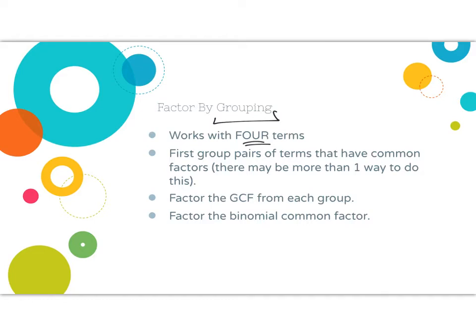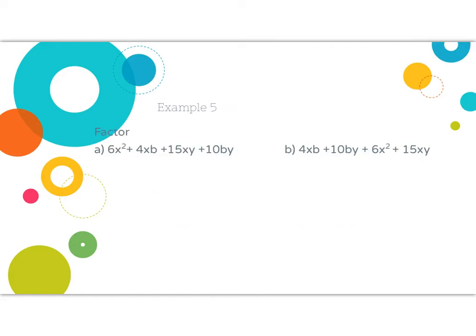First, we're going to group pairs of terms that have a common factor, and there is usually more than one way to do this. However, you will always get the same answer. And you're going to factor the greatest common factor from each group, and then we're going to factor the binomial common factor. So that makes no sense until we get started, so let's try it. So I have 6x² plus 4xb plus 15xy plus 10by.